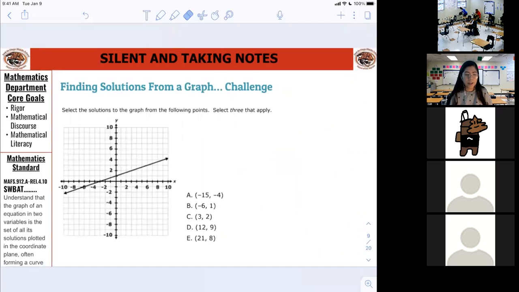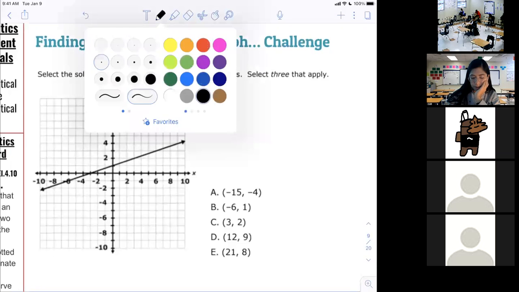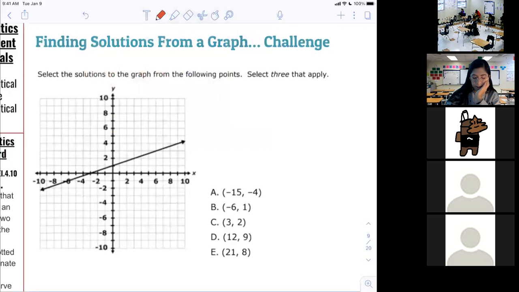This seems to be a pretty easy question, right? It's asking, which of these are the solutions to the graph? Select 3 that apply. So I want you guys to start this problem and then let me know if you run into any issues. I see the first one is out of the box. It's going to be somewhere in this region over on the left, but we can't see it, right? Are there any more that you can't really see?